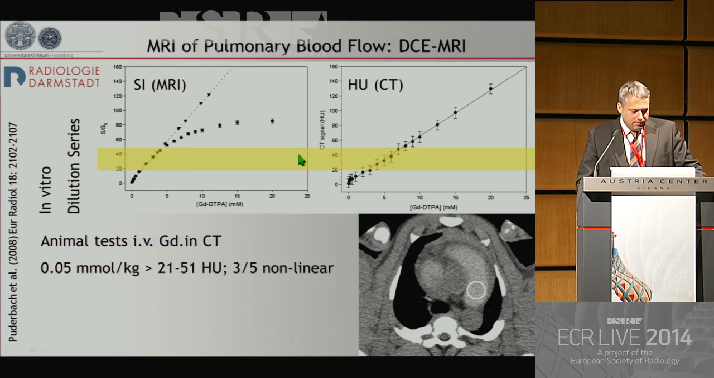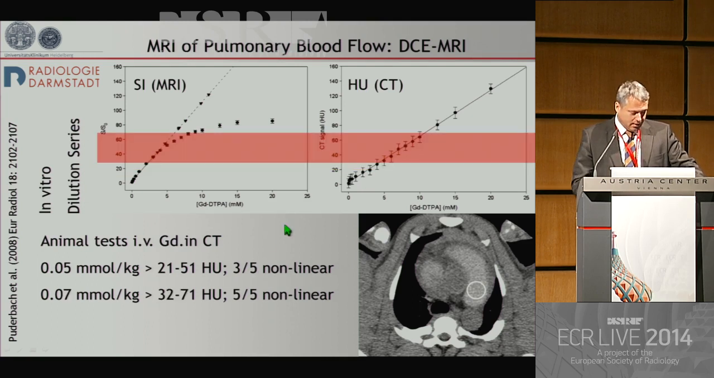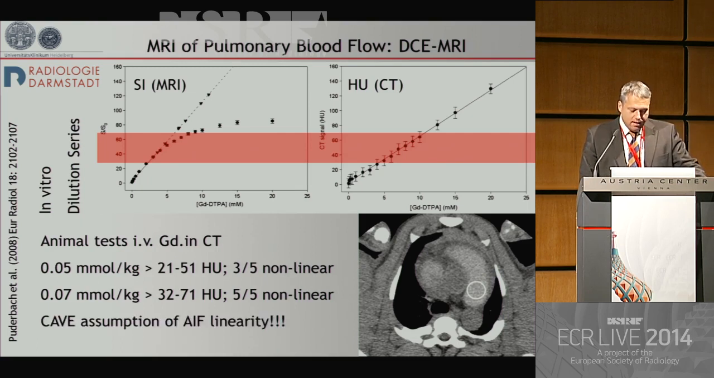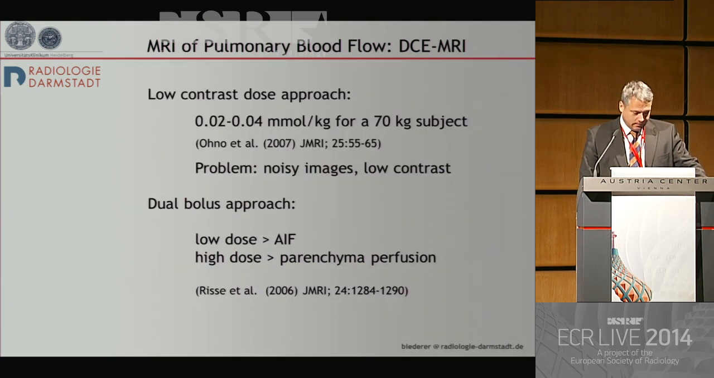And already with a bolus as low as 0.05 millimole per kilogram, which is not much, 3 of 5 animals were not linear anymore. And if you take 0.07, all are not linear anymore. So this nicely illuminates the problem that if you want to do exact quantification from these perfusion maps, there are still a number of open questions.